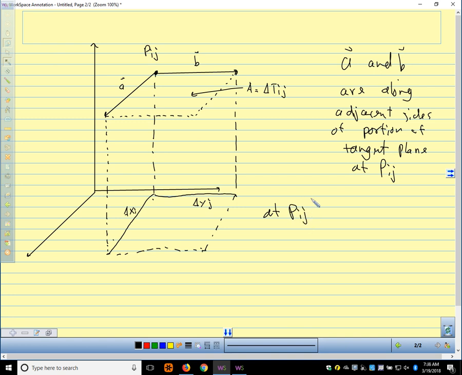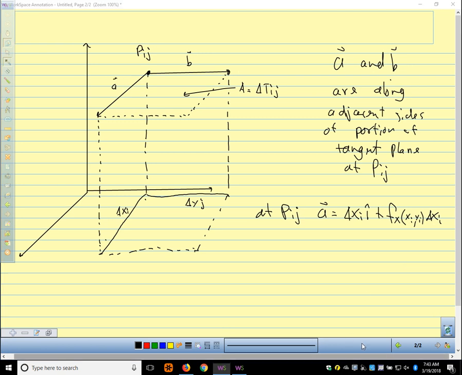We can write our vectors in component form. A is going to be delta x sub i i hat, plus f sub x at x sub i, y sub j, that's our rate of change, our slope, times delta x sub i. That's how much that vector goes up in the k hat direction. So we're just thinking, this is a little piece of a line. We go delta x sub i in the x direction, and we go this much in the z direction.